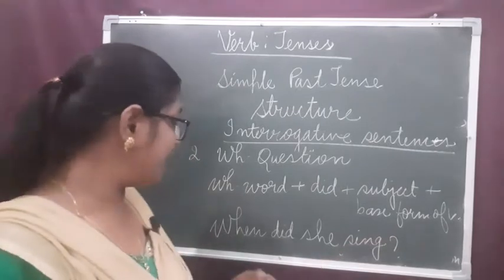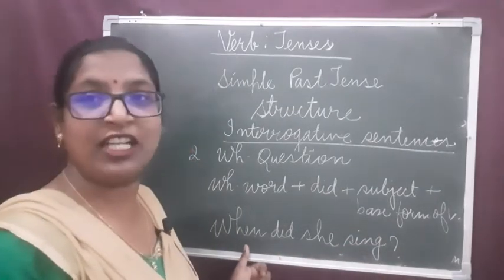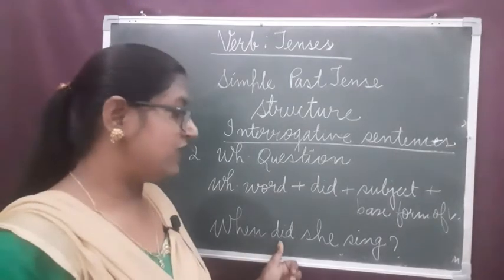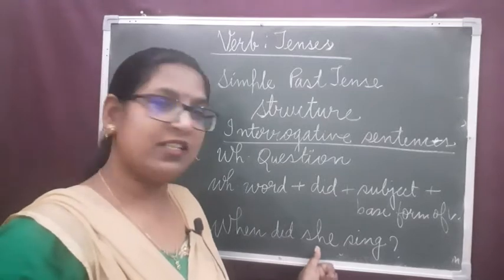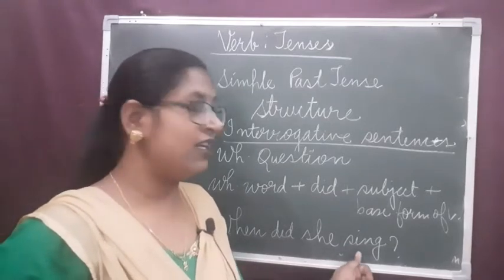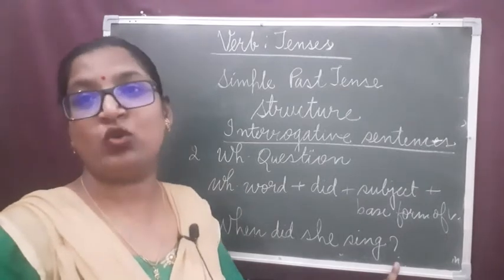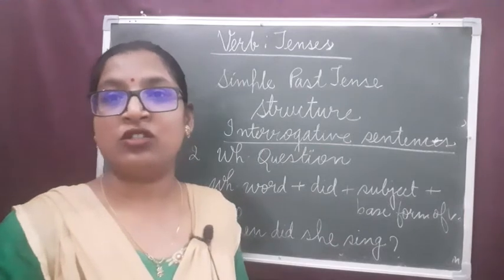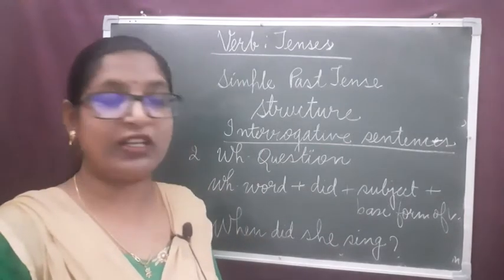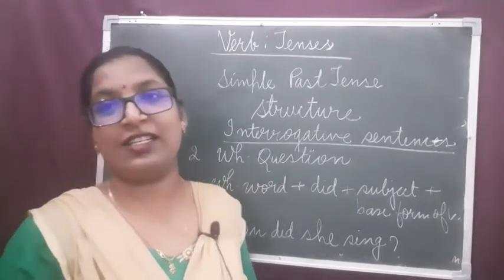Let's see the example. When did she sing? When is the WH word. Did is the past tense form of the auxiliary verb do. She is the subject and sing is the verb in its base form. And at the end, question mark. When did she sing?